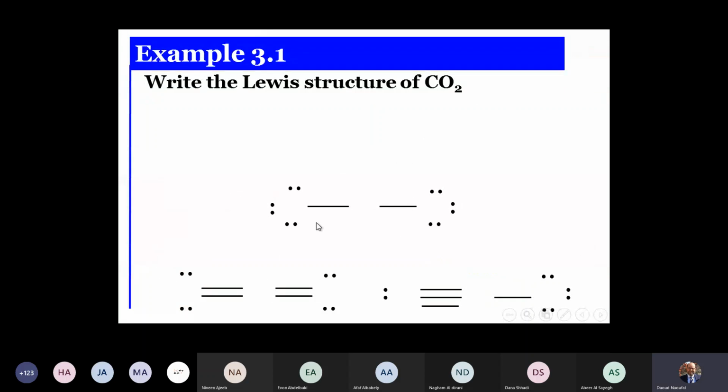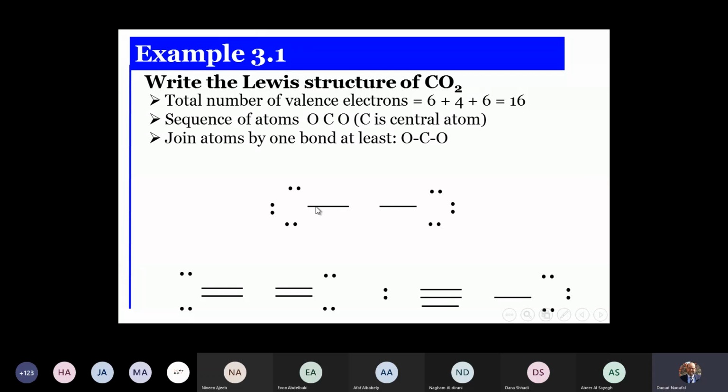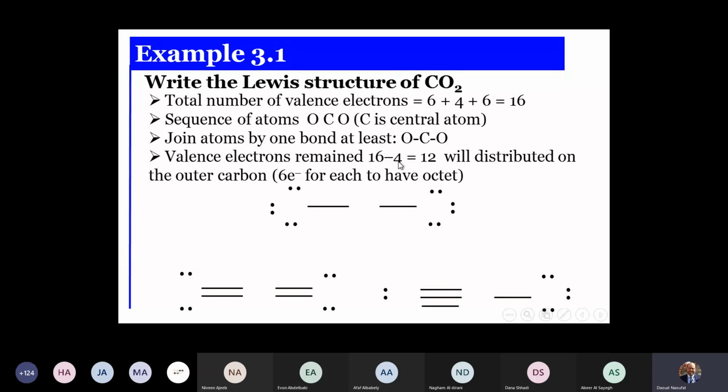I pass to the example, which is writing the Lewis structure for CO2. The total number of valence electrons for CO2: we have 4 for carbon, 6 for oxygen, and for the second oxygen we have 6, so we have 16. The oxygen has 2 single electrons, the carbon has 4 single electrons, so the carbon is the central atom. Step 3, we have to join the atoms by bonds of at least 2 electrons. So we have 16 minus 4 used in the bonding. We have 12 in excess.